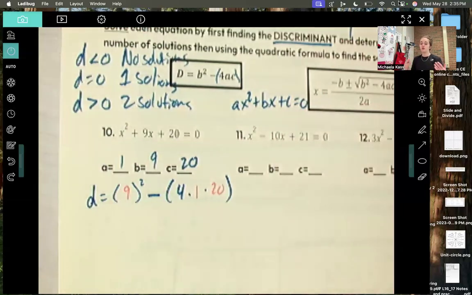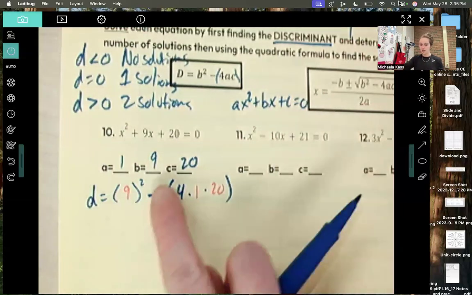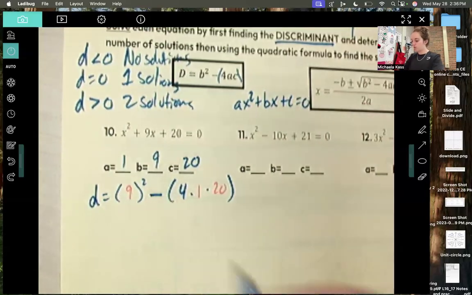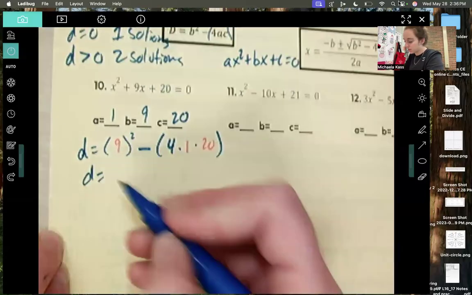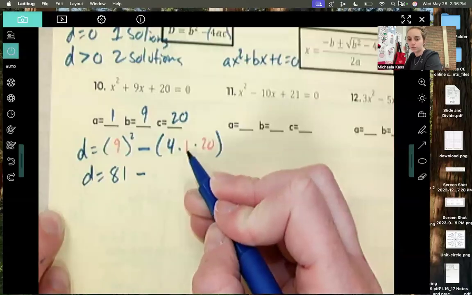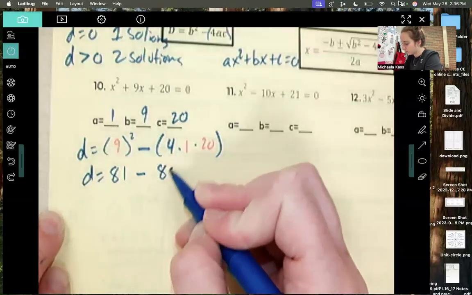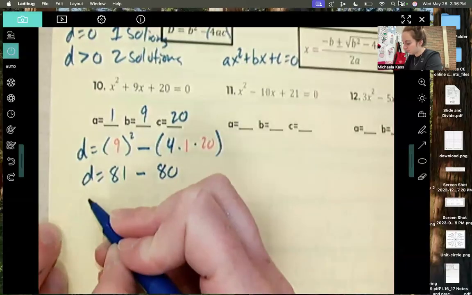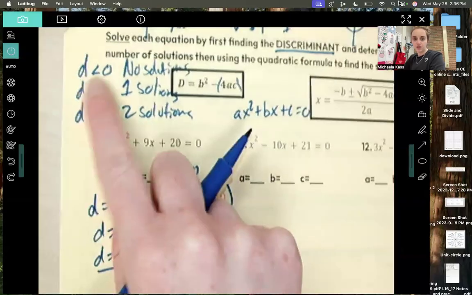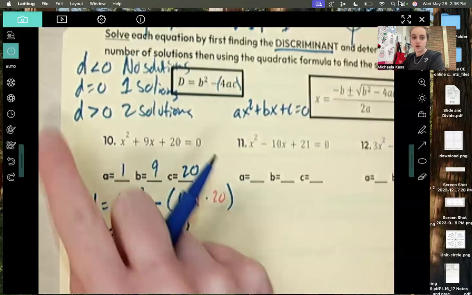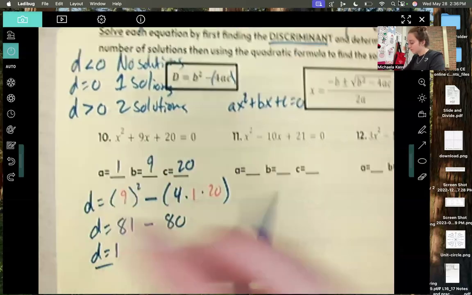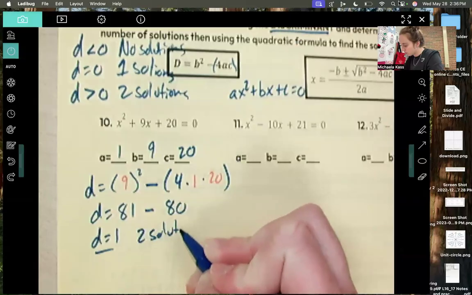You can by all means grab a calculator and type all this in exactly the way you see it, knowing this is a subtraction sign, not a negative key, okay? Or you can split it apart. I know that 9 squared is 81, and I know that 4 times 1 is 4, times 20 is 80. So 81 minus 80 is 1. So what does that mean? Well, is the value less than 0? No. Is the value equal to 0? No. Is 1 greater than 0? Yes. So there's two solutions to this problem.